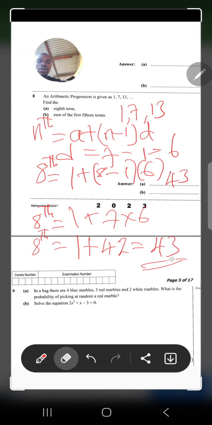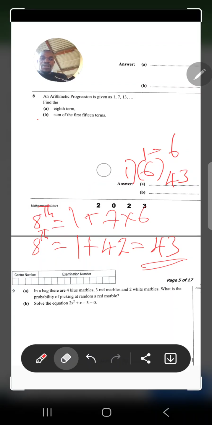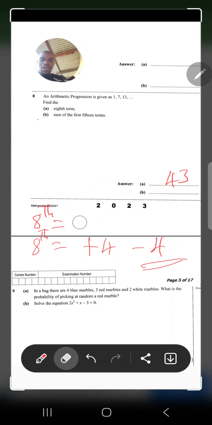Allow me to rub off this. If you're copying, you can pause the video and copy that. Otherwise, I'll rub that and just leave the answer.